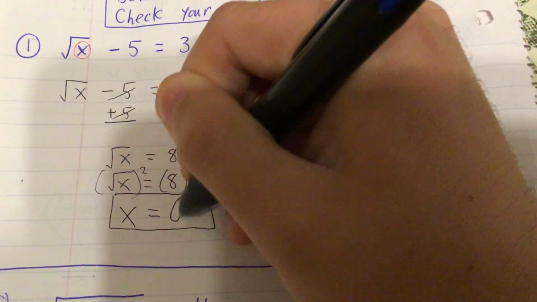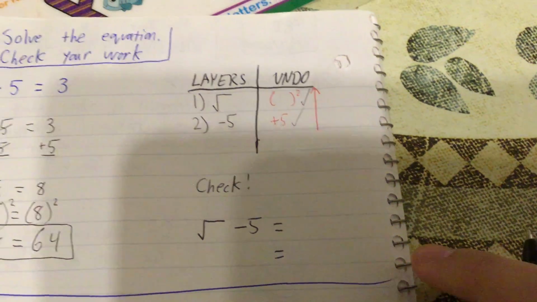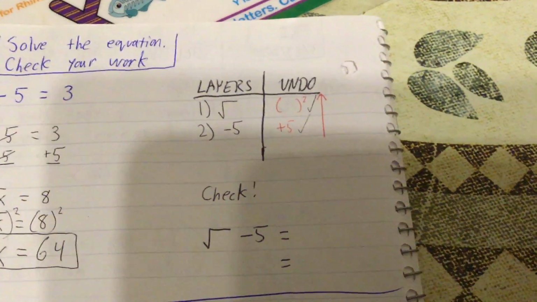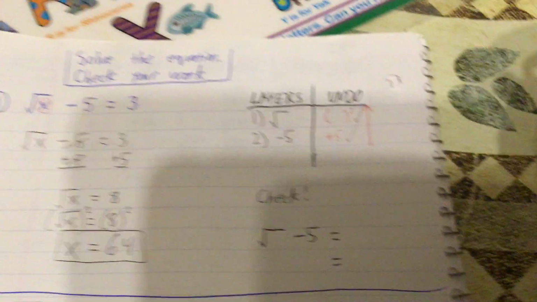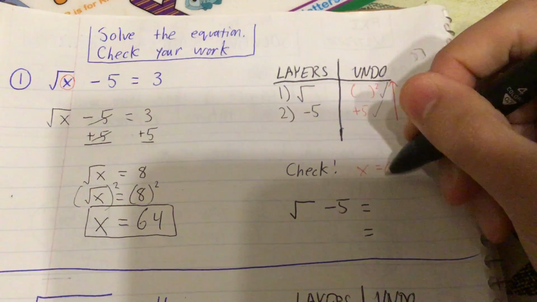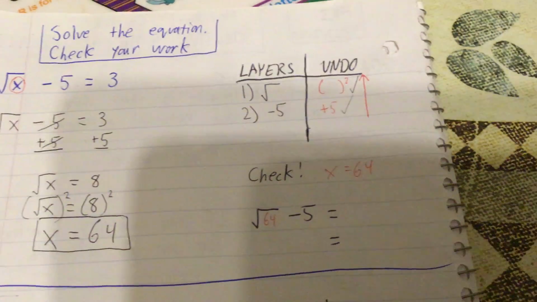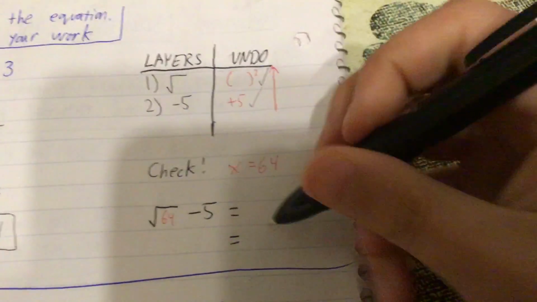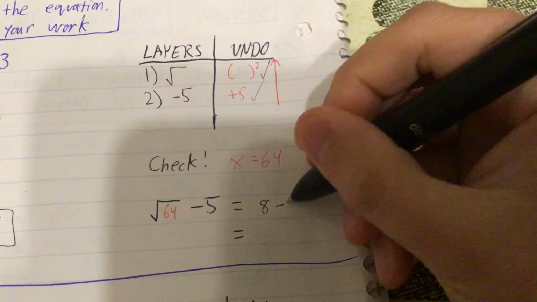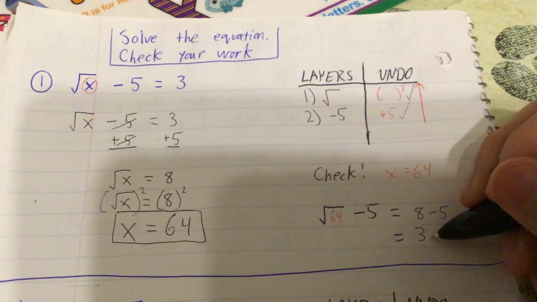That would be Nintendo 64. So check your work, and you're going to thank me later because there's this thing where there is no solution, and we'll get to those probably next week. So I'm going to plug in. I'm going to check my work by plugging in x equals 64. So I've got the square root of 64, and that's going to be 8. Minus 5 is going to be 3. And that's what we wanted all along.